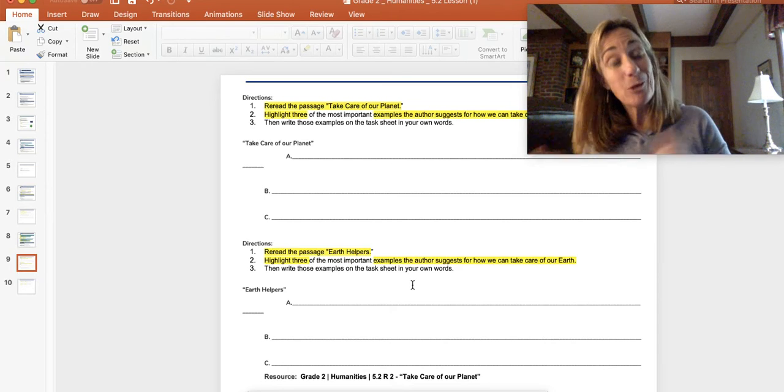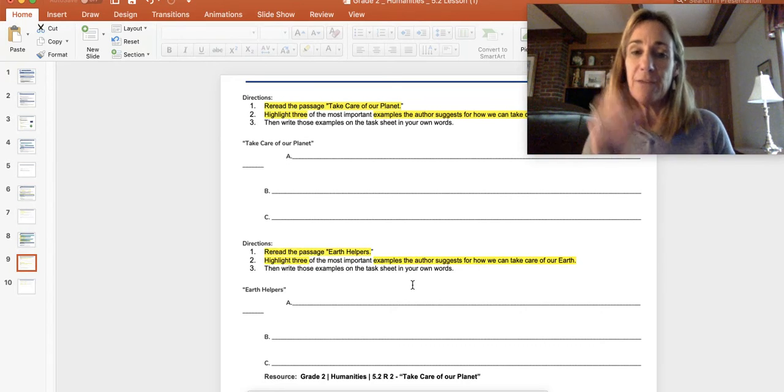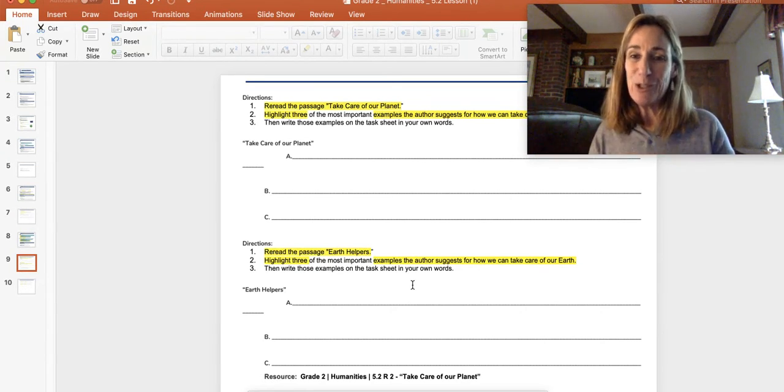If you have time, you can go back and look at the articles and try some of the other work. But if you do this, make sure you take a picture of your response and send it to your teacher.